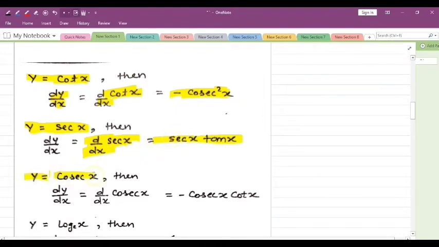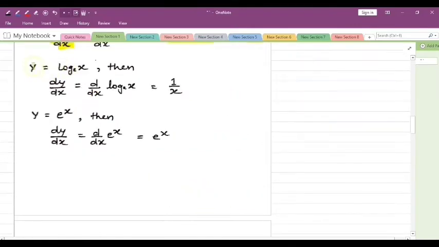Then we have the next formula, y equal to cosec x. For this we have the formula that dy over dx of cosec x is minus cosec x into cot x. Then again one more function we have, that is the logarithmic function, and for this we have the formula that differentiation of log x is 1 by x. Then you can say that the exponential function is e raised to the power x. Differentiation of such an exponential function is given by dy over dx equal to e raised to the power x.